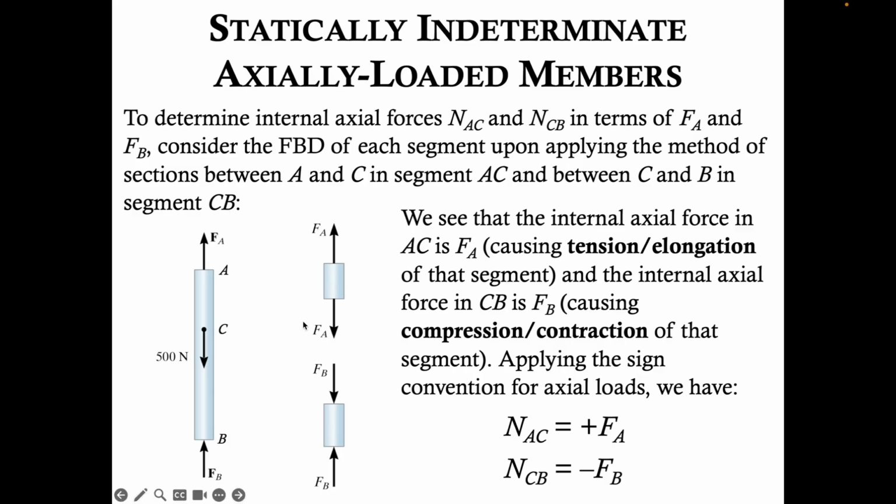This shows the internal axial or normal force in segment AC, and this shows the internal axial or normal force in segment CB. The internal axial force in segment AC is F sub A, causing tension or elongation of that segment because F sub A goes away from the member. The internal axial force in CB is F sub B, causing compression or contraction of that segment because this internal force is into the member. Applying the sign convention for axial loads mentioned earlier, N sub AC is positive F sub A, and N sub CB is negative F sub B.